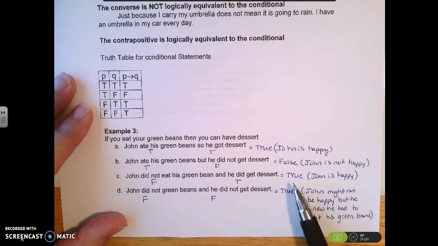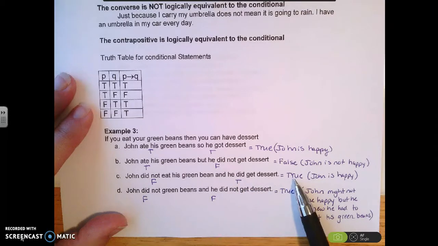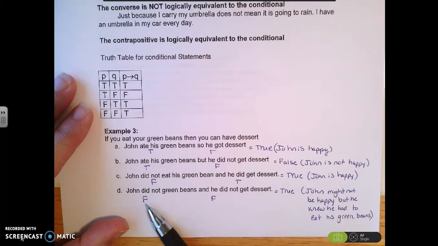Okay, well, I'm sorry, and he did get dessert. Well, even though it didn't follow the right way, he's still happy because he got his dessert no matter what. So that's going to be a true statement also. And the last one is he didn't eat his green beans and he didn't get dessert. Well, he knew the consequences of what was going to happen if he didn't eat his green beans. So it's a true statement.